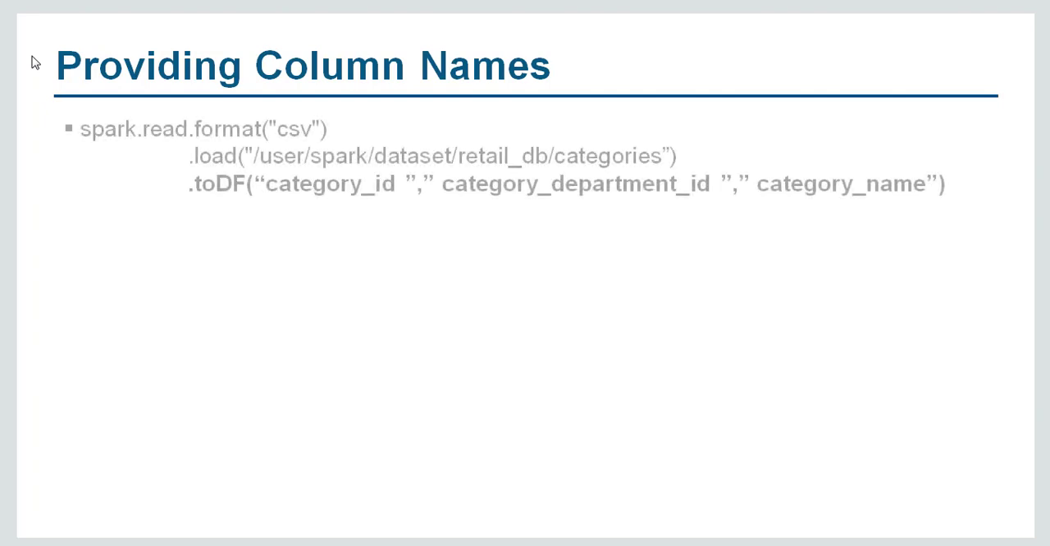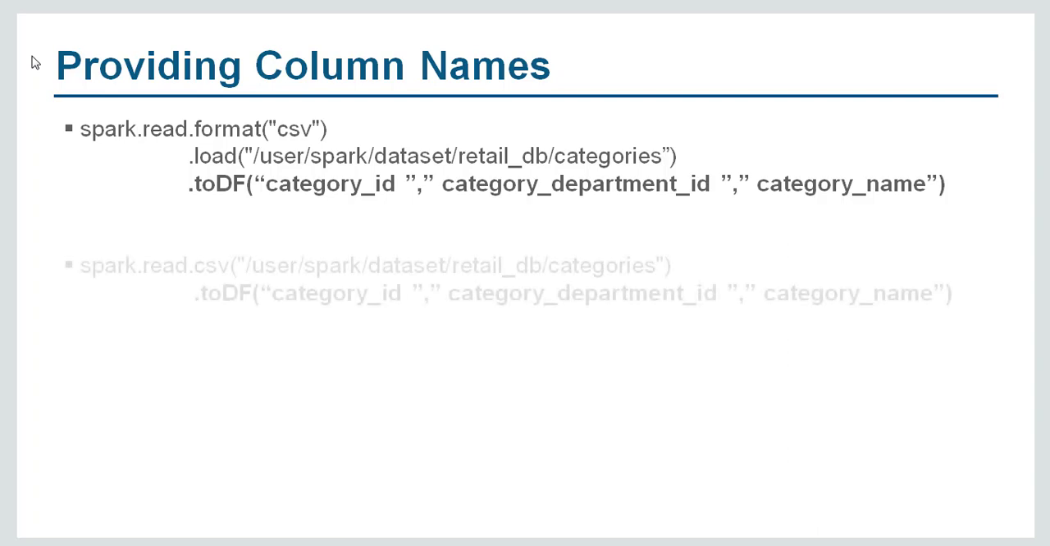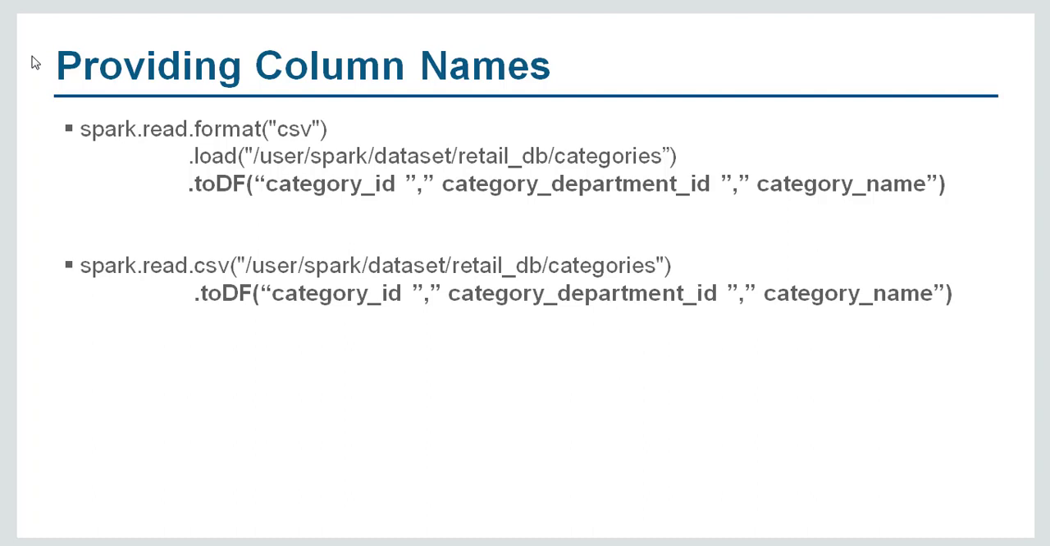For providing the column names, we can say spark.read.format.load.toDF. So this toDF method can be used to specify the column names. We can also provide the column names in a different way, that is spark.read.csv.toDF and then providing the column names. So guys, let's go to the lab and see.